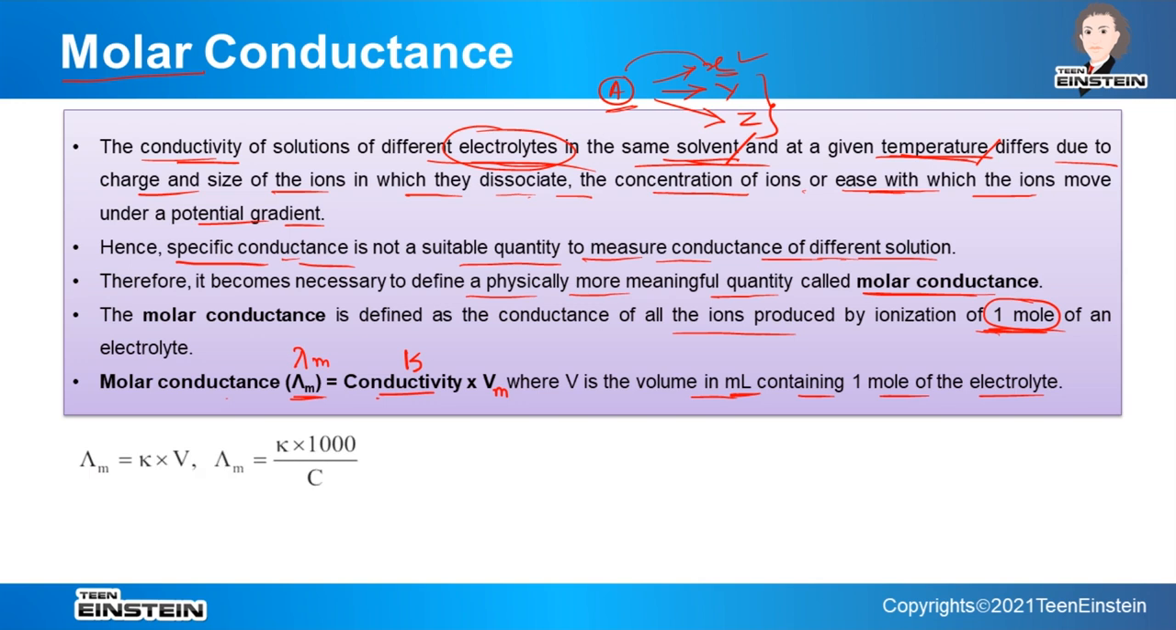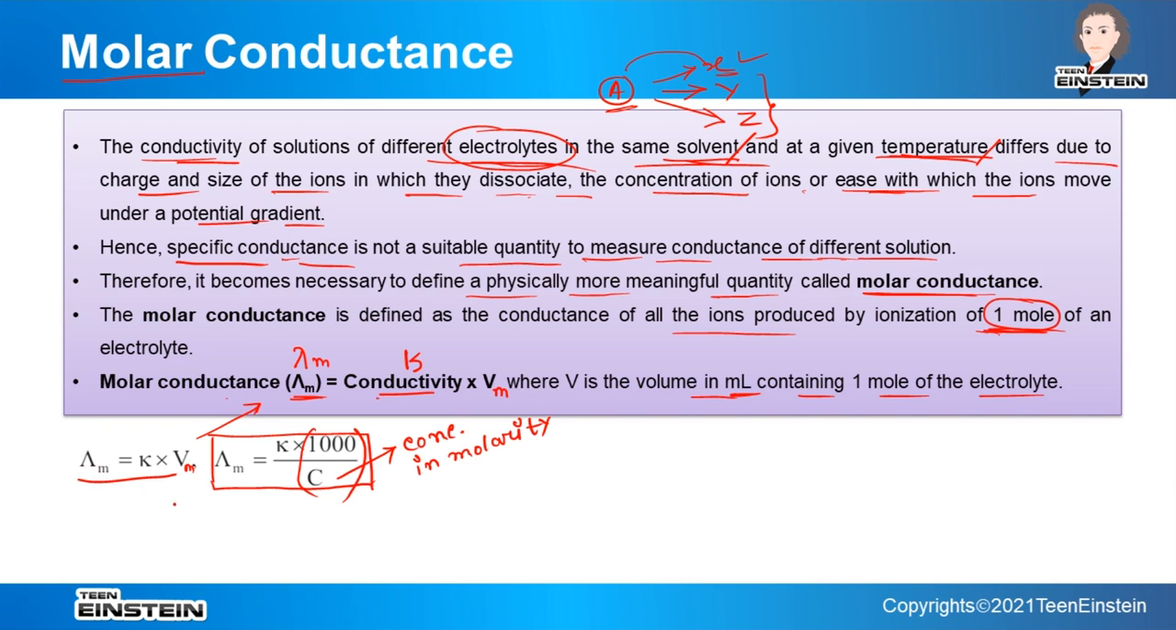Now here you can see another equation. This we have already seen, this is the same. But how are we getting this? Remember here C is concentration in molarity. Okay, so we know that V is that volume in which 1 mole is present, right? So in place of Vm, why have we written 1000 by C? So see how we are getting this.